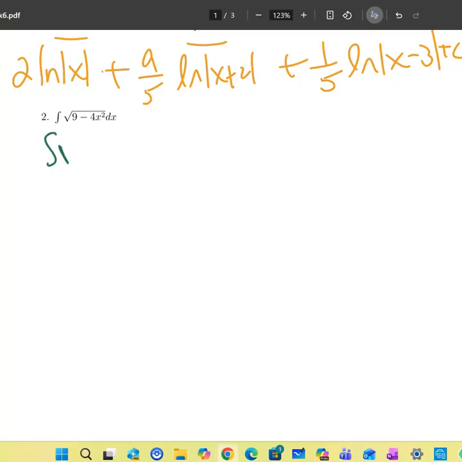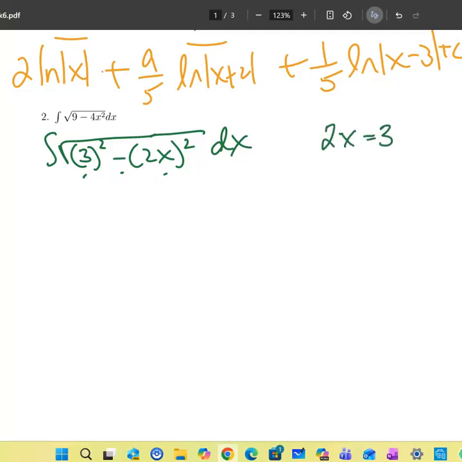It's necessary to see that you've got the integral of the square root of 3 squared minus 2x squared dx. So this is the a squared minus x squared form, so that tells me it's sine. So 2x is equal to 3 sine of theta.